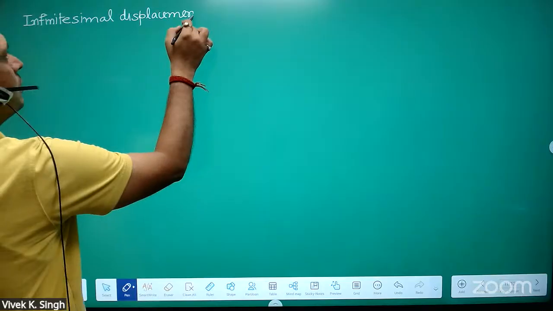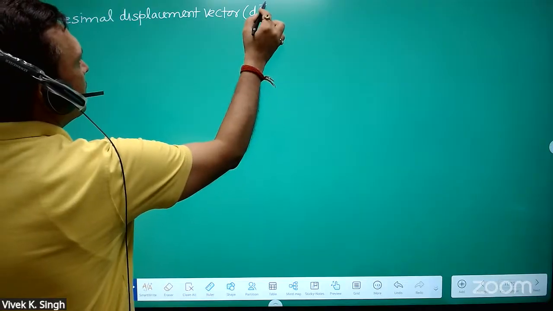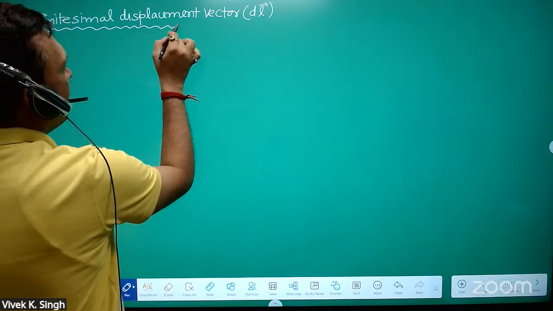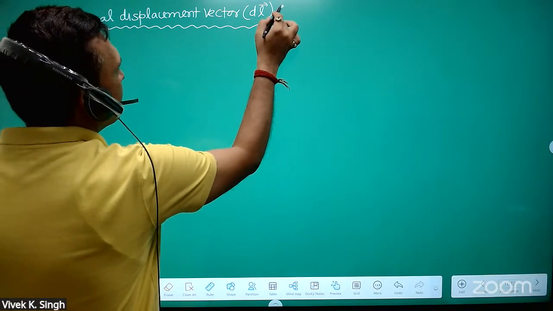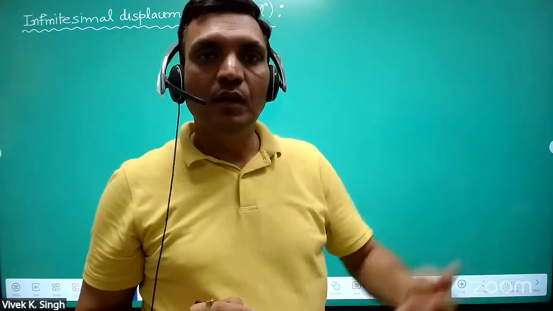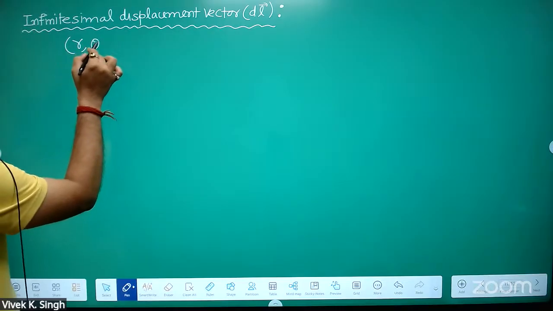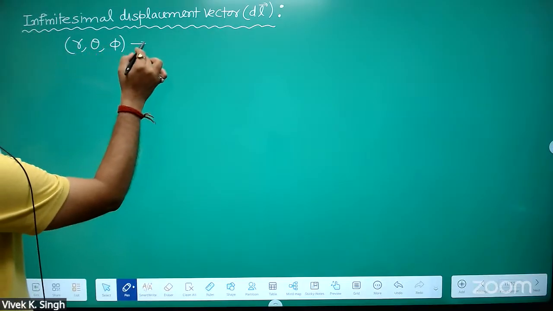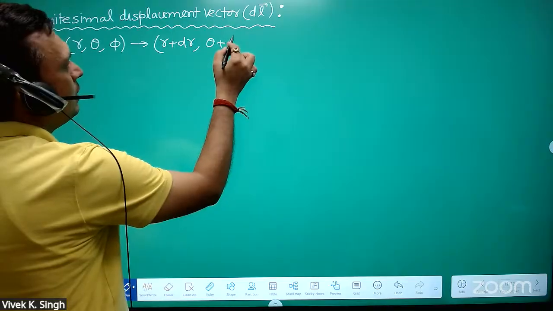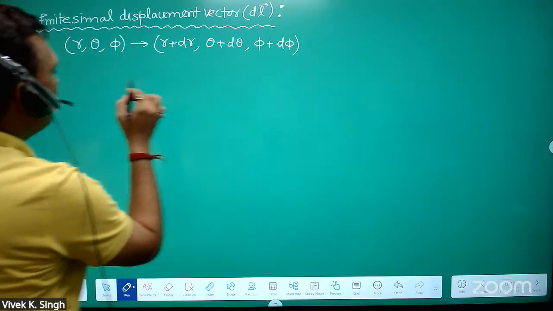Displacement vector dl. Now r cap, theta cap, phi cap are perpendicular to each other, just like x cap, y cap, z cap. They are also perpendicular. So here, if you change r, theta, phi by elemental changes, dr, d theta, and d phi, what will be the elemental change?